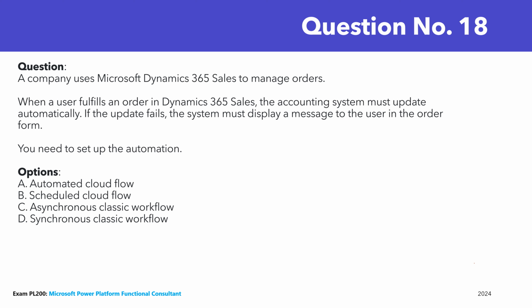Question. A company uses Microsoft Dynamics 365 Sales to manage orders. When a user fulfills an order in Dynamics 365 Sales, the accounting system must update automatically. If the update fails, the system must display a message to the user in the order form. You need to set up the automation. Options. A. Automated cloud flow. B. Scheduled cloud flow. C. Asynchronous classic workflow. D. Synchronous classic workflow.